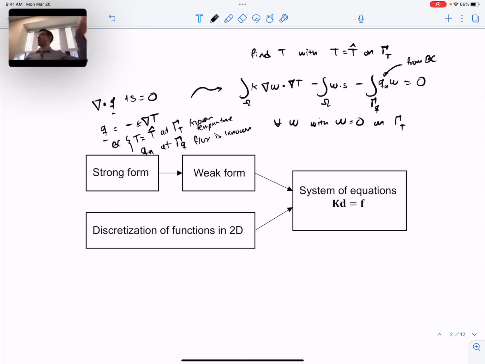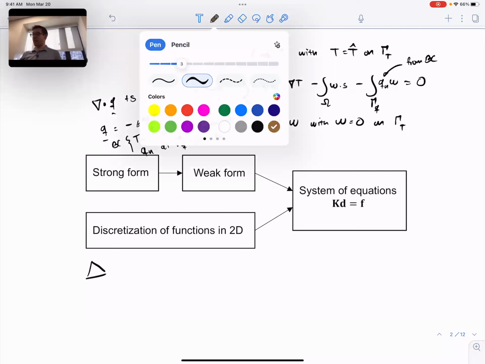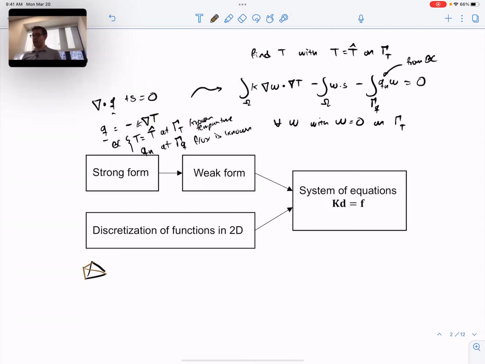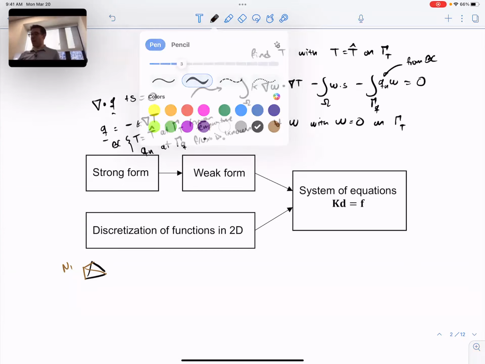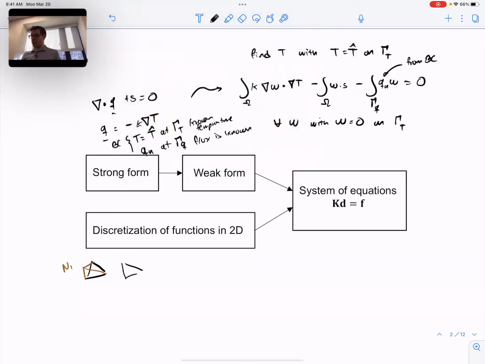Then on the other hand, we need the discretization in 2D, which is what we have done in the last two classes. We started with triangles. We showed that in the same way as for the 1D case, what we wanted to do was to build these shape functions. For the shape functions, we want functions that are one at a particular node, but vanish at the other nodes. So the shape functions are like these little pieces of plane, which are one at a particular node and 0 at the other nodes.